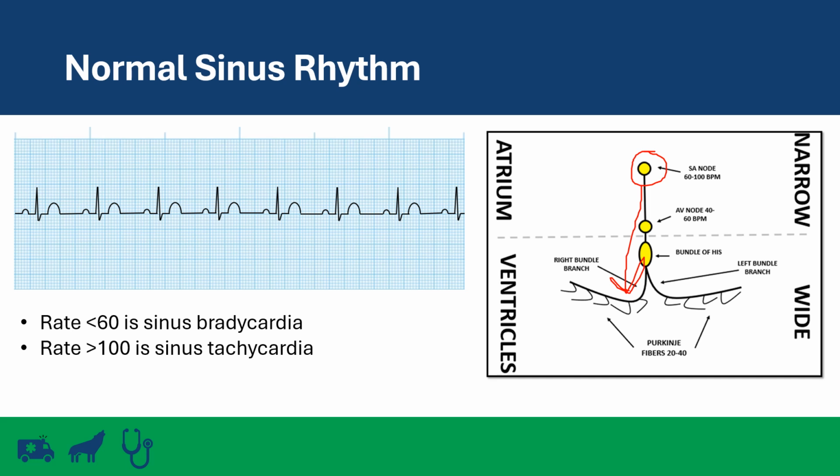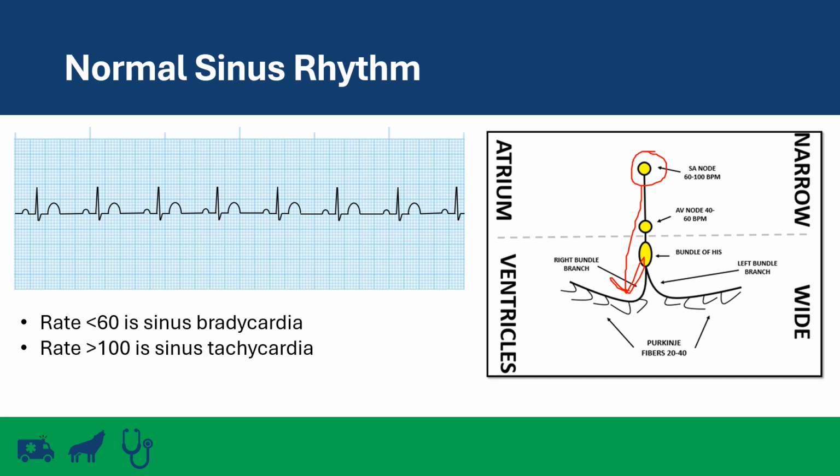It is regular. We have a good normal P wave. Our PR interval is at the proper duration, 0.12 to 0.20 seconds. Our QRS is narrow, or less than 0.12 seconds. So this is a normal sinus rhythm as it meets all the normal functions.